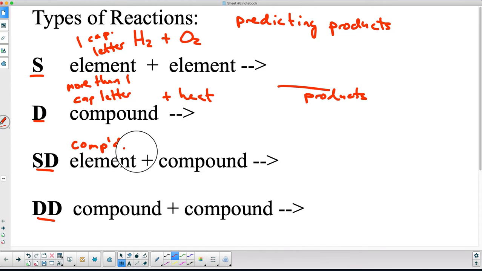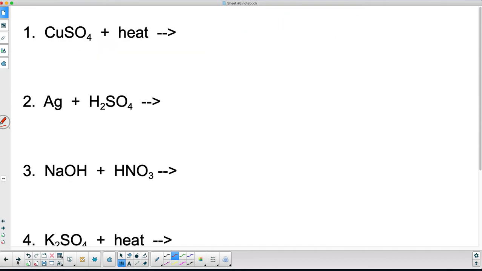Okay, so let's keep going and take a look at a couple of our examples. Now, I'm assuming that you have the notes for synthesis, for decomposition, for single displacement, and for double displacement already done. Okay, that you know where to look for those notes. You've practiced them already. So all I'm going to do, in the beginning here, for the first 4, is write down what type of reaction it is by looking at this stuff in the reactants. So using the notes from the previous page.